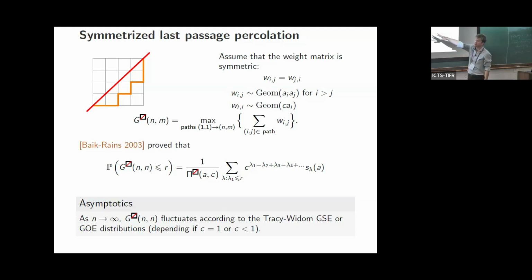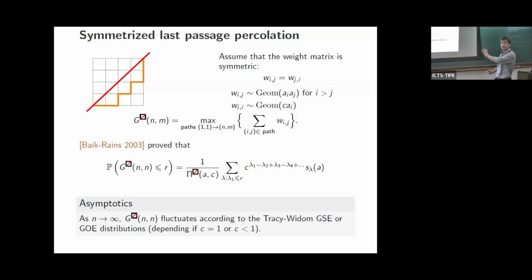Then Baik and Rains in 2003 proved that with the same method, one can study the distribution of the last passage percolation time, defined exactly as before, in terms of a summation of Schur functions, but then I have only one Schur function, which is multiplied by some coefficient that depends on c: c to the lambda 1 minus lambda 2, plus lambda 3 minus lambda 4, etc.